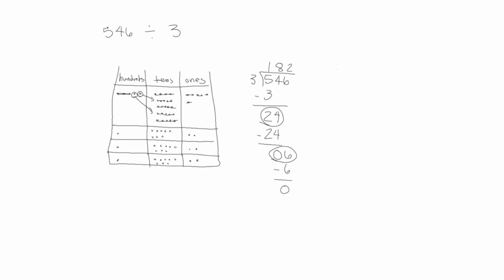I'm going to do one more step in this problem. I'm going to check by using multiplication. I'm going to multiply my quotient times my divisor. 2 times 3 is 6. 8 times 3 is 24. 1 times 3 is 3, plus 2 is 5, and I'm back to my original dividend.